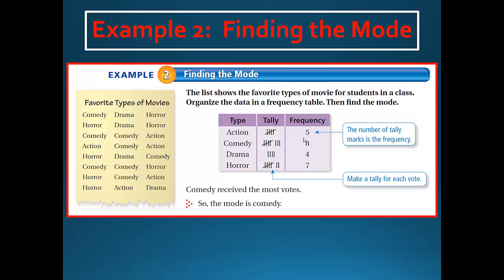So action would be 5, comedy 8, drama 4, and horror 7. You can look at the frequency to see which type had the most votes. Comedy received the most votes, so the mode would be comedy.